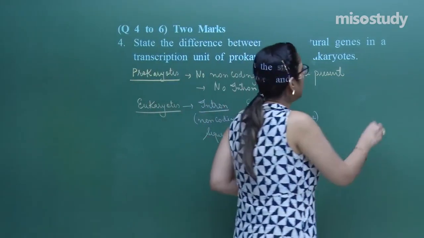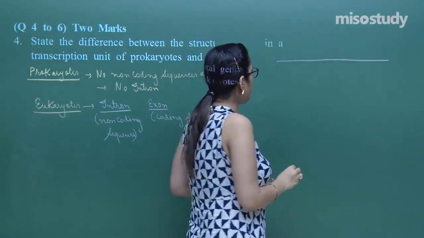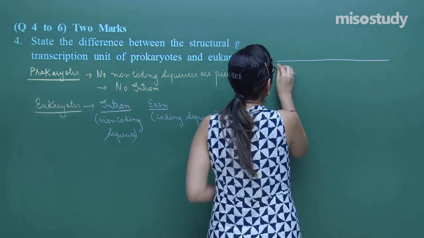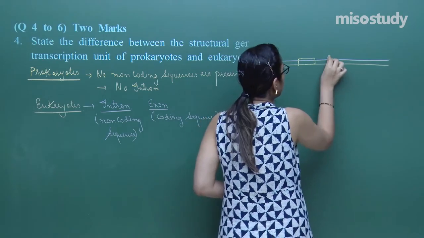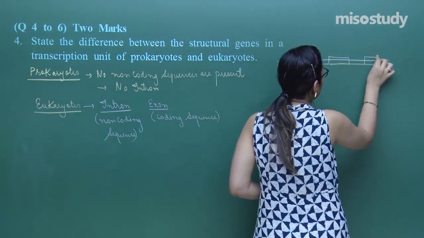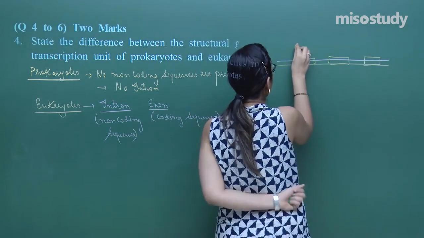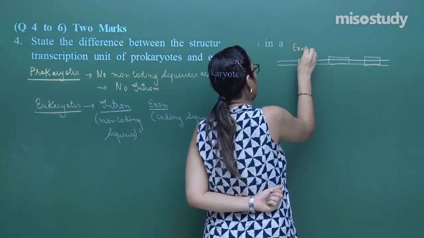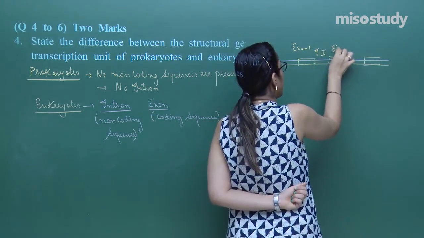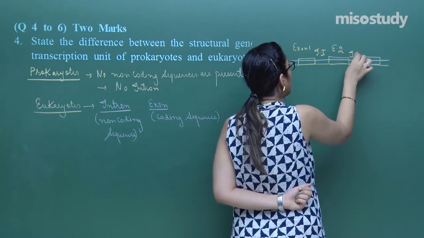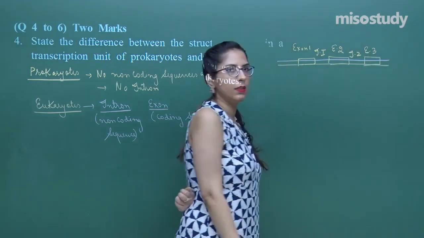Come to this side. Let's discuss an mRNA which is formed. Suppose this mRNA has certain sequences like this. Suppose this region is there, then this region is present, after that this region is present. Now, suppose this region is called exon 1, this is intron 1, this is exon 2, this is intron 2 and this is exon 3.